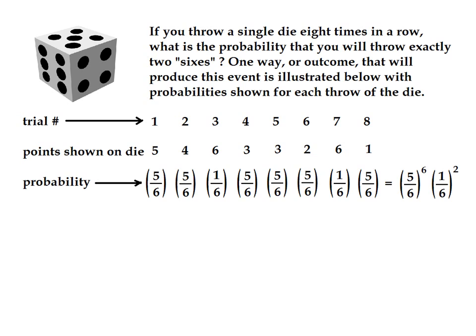So if you throw a 5 on the first throw, that's 5/6. Failure to throw a 6 on the second throw is also 5/6. If you throw a 6 on the third throw, that's 1/6, and so on. So in other words, here's a situation where you throw a 6 on the third toss and on the 7th toss, and failures in all other tosses.